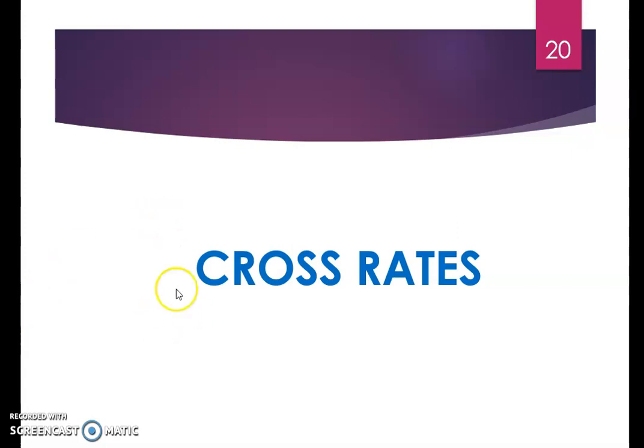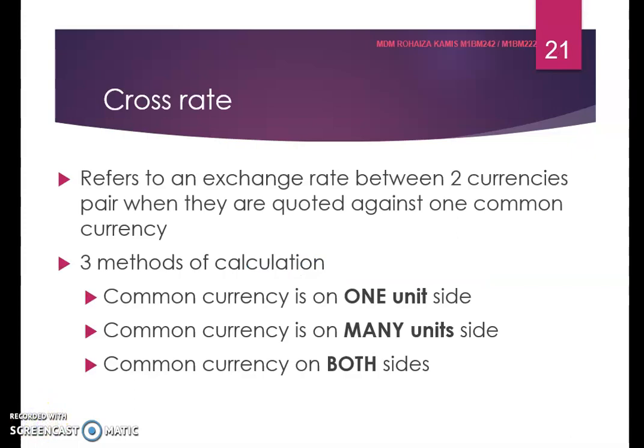For cross rate, we have three types. Before we go to the methods of calculation, what is cross rate actually? Like I said earlier, cross rate is the exchange rate between two currency pairs when they are quoted against one common currency. What is a common currency? After this, I will explain. We have three types of calculation: one unit side, many unit side, and both sides.